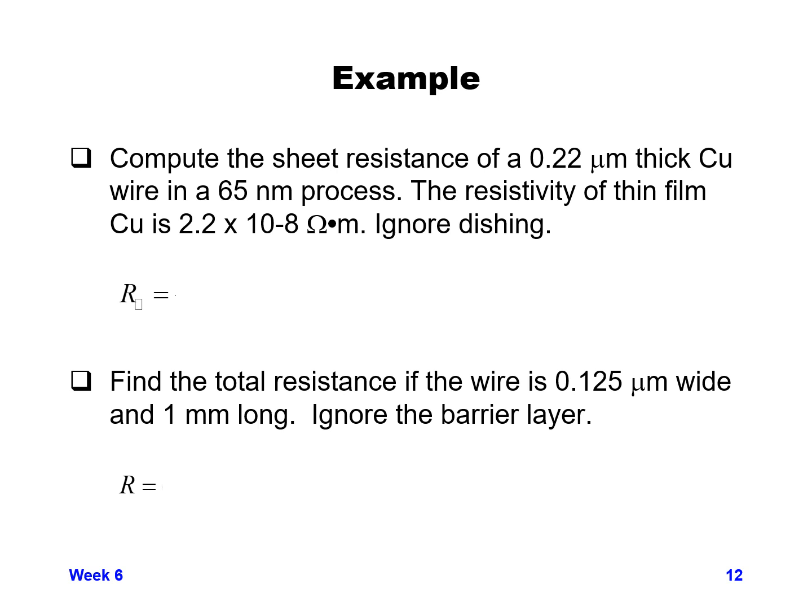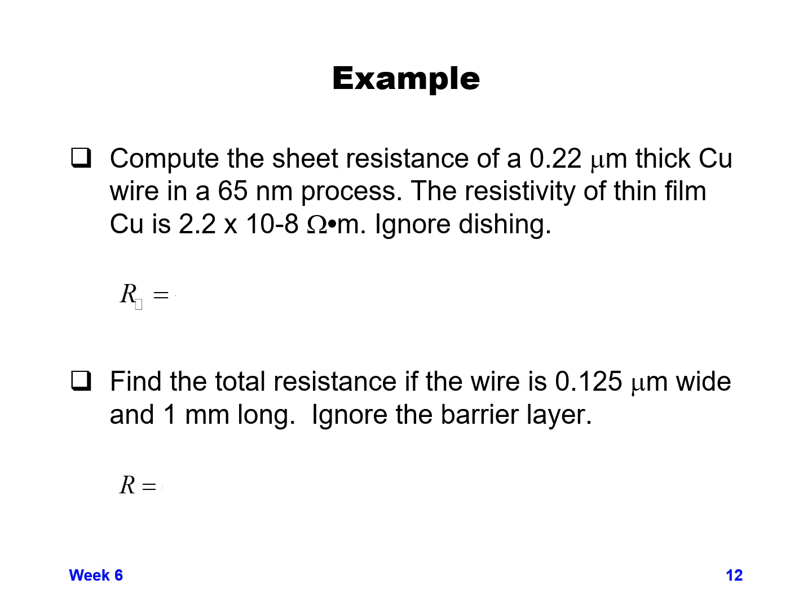So let's go through a relatively simple example of computing resistance for a copper wire. First, we want to compute the sheet resistance of a copper wire that is 0.22 microns thick in a 65 nanometer process. And the resistivity of thin film copper is 2.2 times 10 to the minus 8 ohm meters.